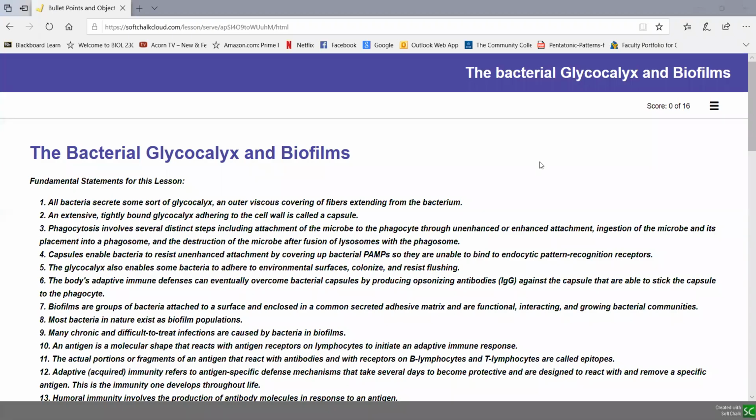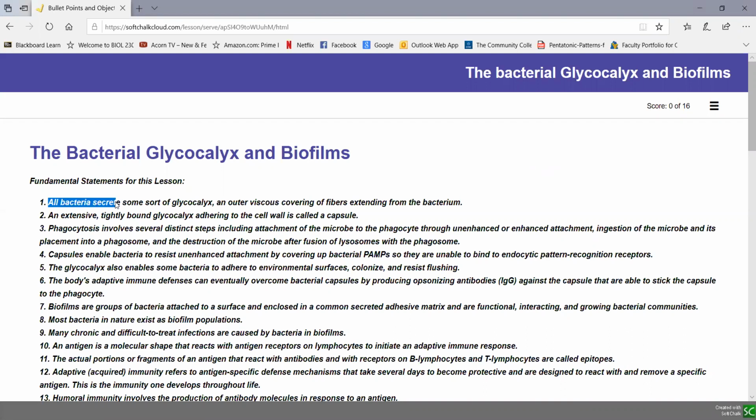In our first SoftChalk lesson of Unit 1, Lecture 5, we're going to be looking at the Bacterial Glycocalyx, bacterial capsules, and biofilms. Let's start out again by looking at our fundamental statements or bullet points for this SoftChalk lesson.